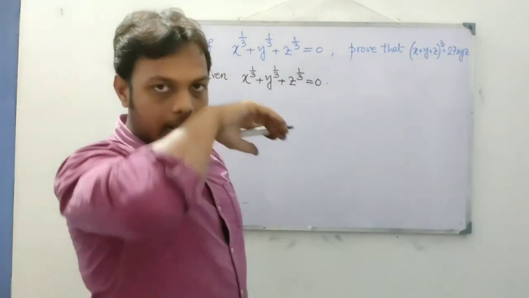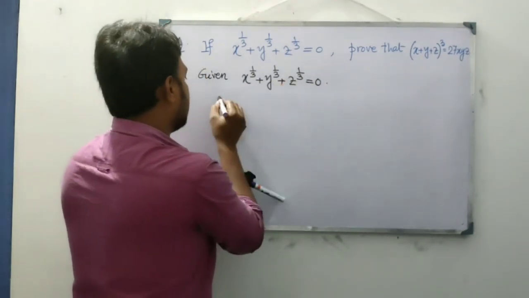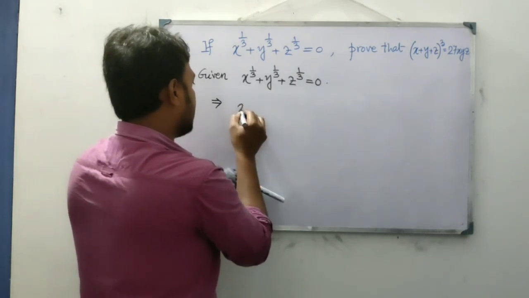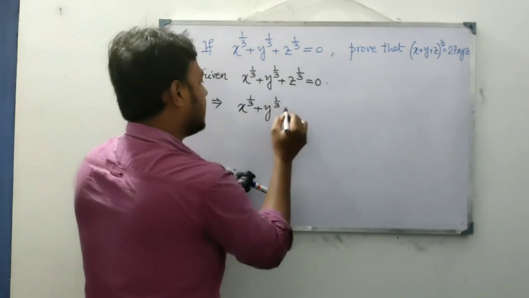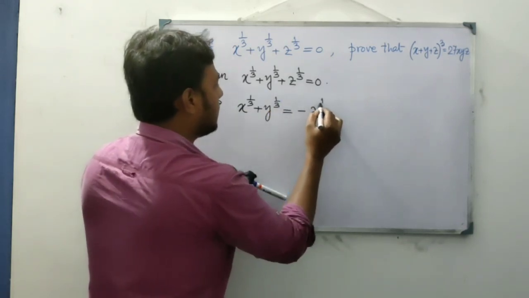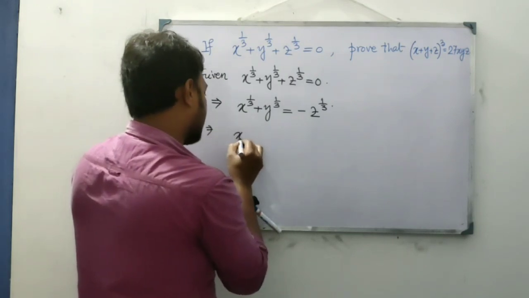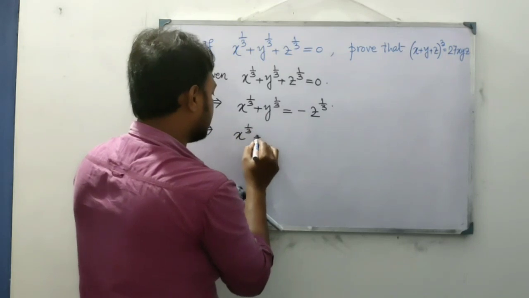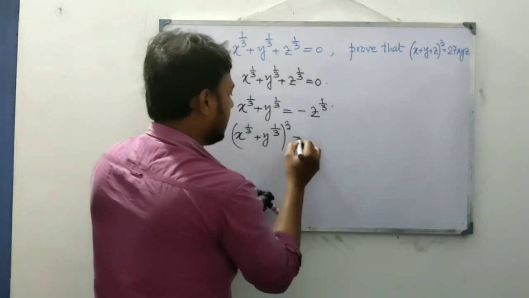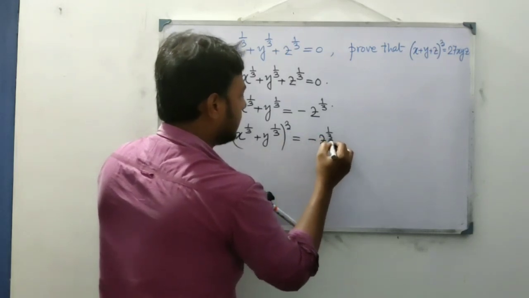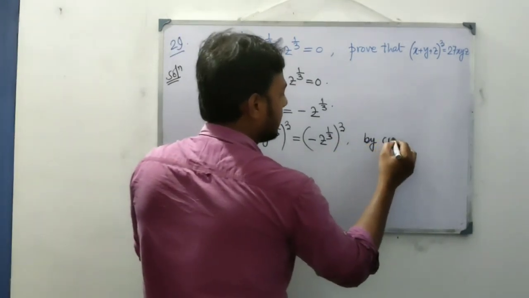We have to cube both sides. So before cubing both sides, we will keep one term on the other side among x, y, z. I will keep the x and y terms on one side and move z to the other side, so it will be minus z to the power 1 by 3. Now cubing both sides: (x to the power 1 by 3 plus y to the power 1 by 3) whole cube equals (minus z to the power 1 by 3) whole cube.